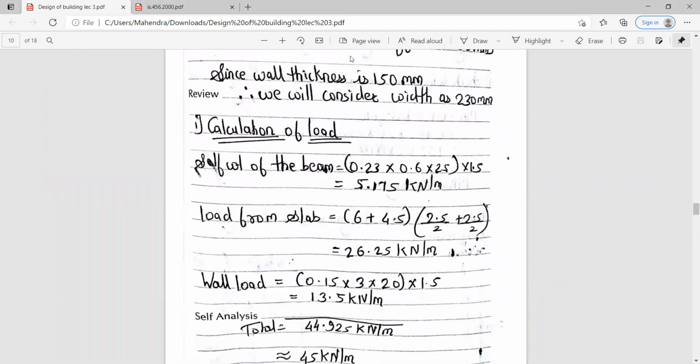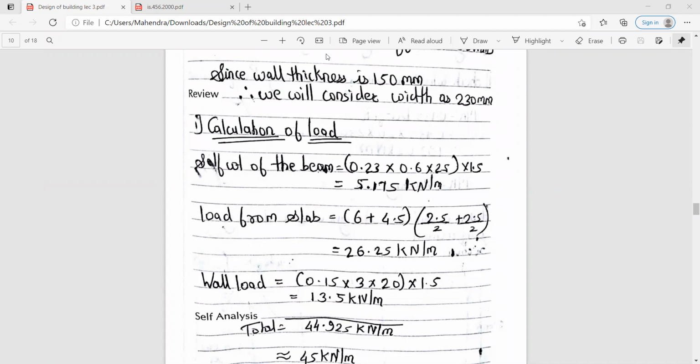Now the self weight of the beam. Self weight of the beam is B into D into density. So what B have you taken here? What width have you taken? 230, that is 0.23 when you convert it to meters. And the depth is 0.6 into density, that is 25. Here we are already multiplying it by 1.5. So into 1.5, you will get the self weight of the beam, that is 5.175 kilonewton per meter.